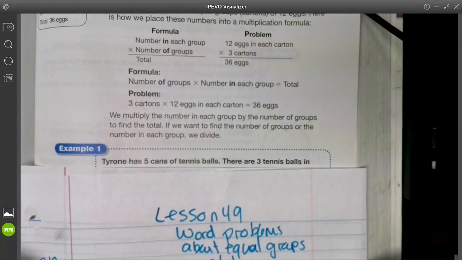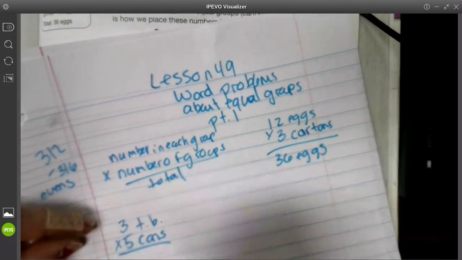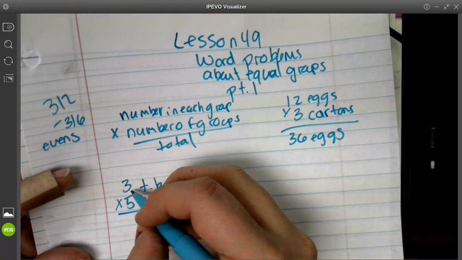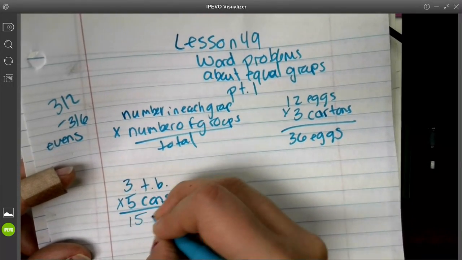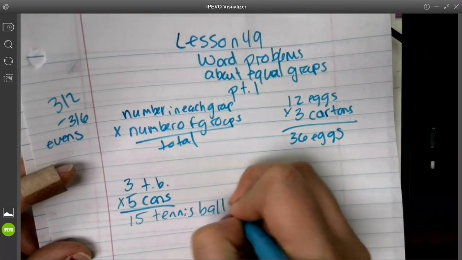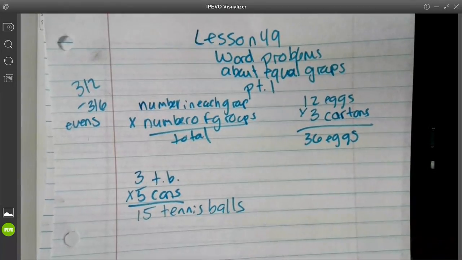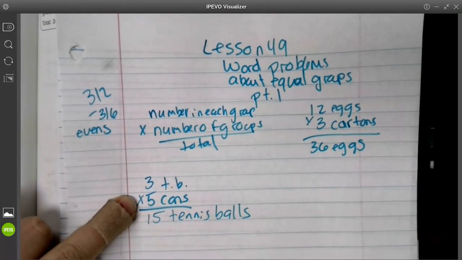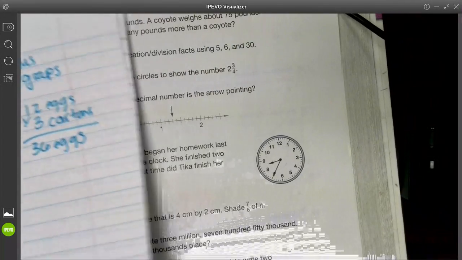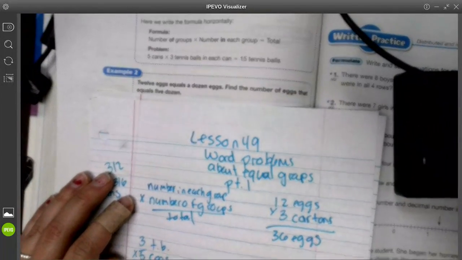Then it says there are 5 cans. So 5 cans, and in each can there's 3 tennis balls. That's multiplication. 3 times 5 is going to give us 15. To write the answer, I will write the whole word out: 15 tennis balls. In each is a clue that we're going to be using multiplication. You can do it horizontal or vertical once again.